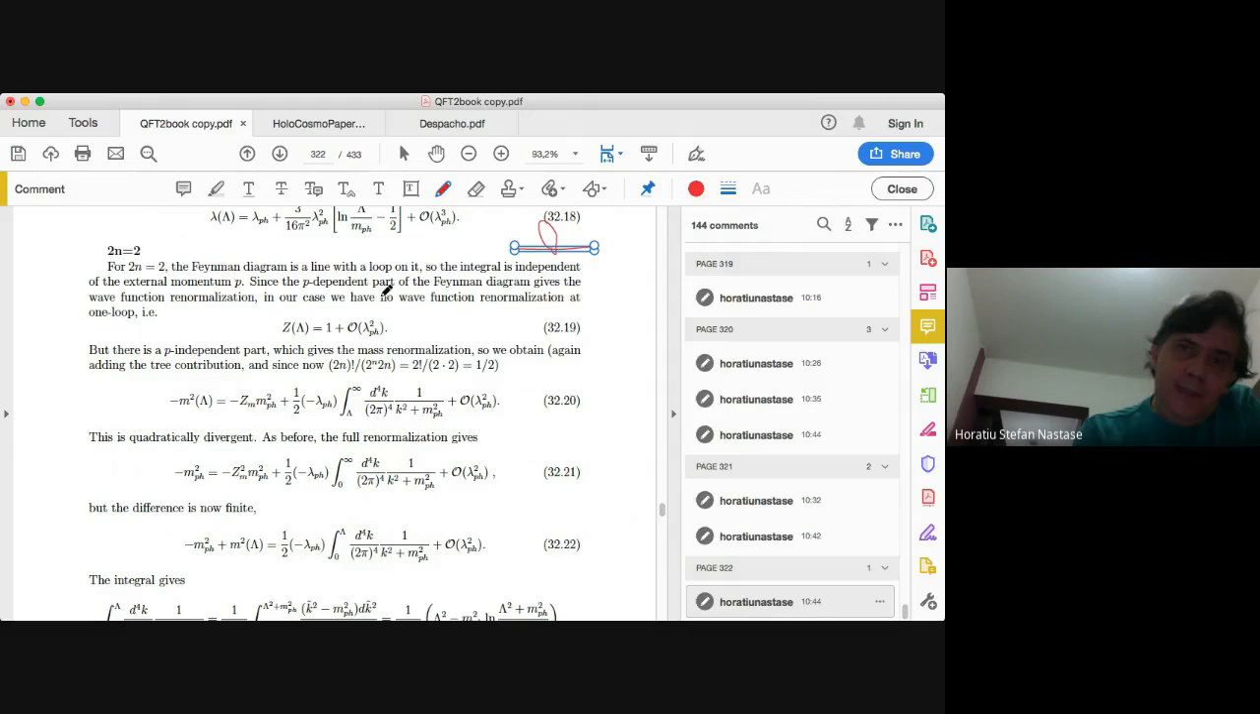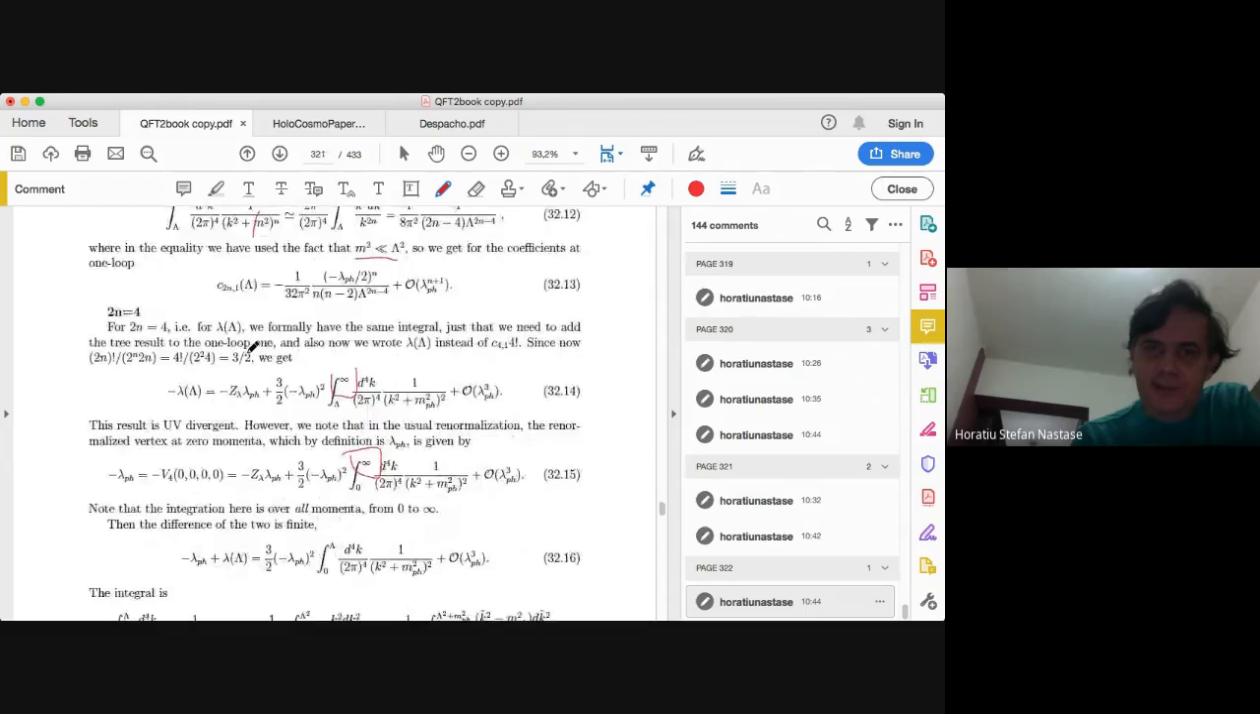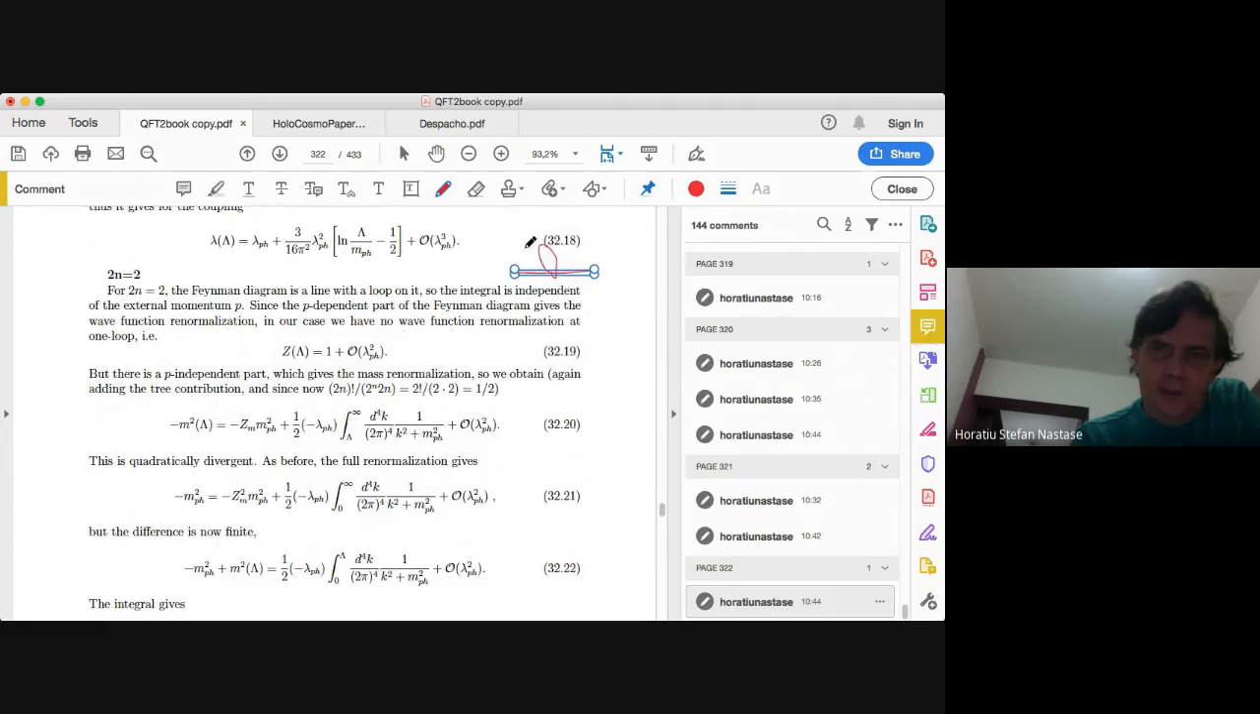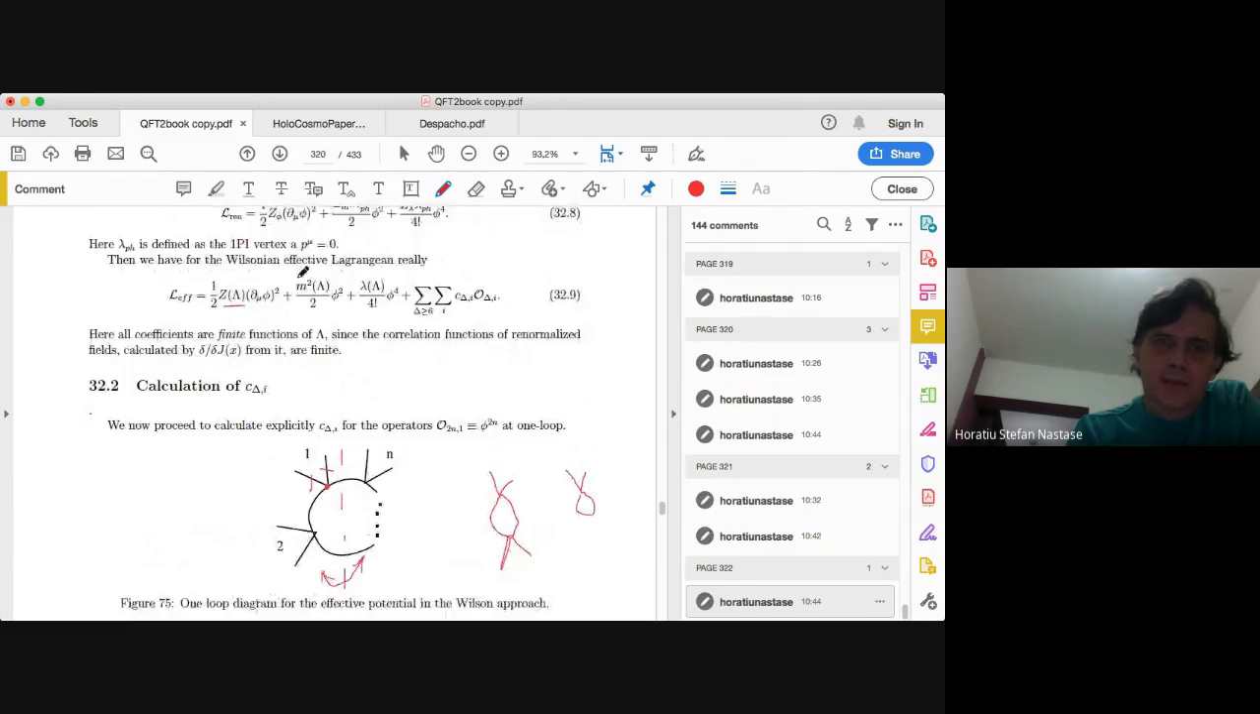But since the P-dependent part of the Feynman diagram gives the wave function renormalization, right? Because this in momentum space is P squared phi squared, so it's P-dependent. So the P-dependent part gives wave function renormalization. And there's no P-dependent part at this one loop, as we just showed. So that means at one loop we have Z of lambda equal to 1 plus higher order. But from this Feynman diagram, there is a P-independent part. And the P-independent part will give the mass renormalization, because a coefficient of phi squared that is independent of momentum is a mass.